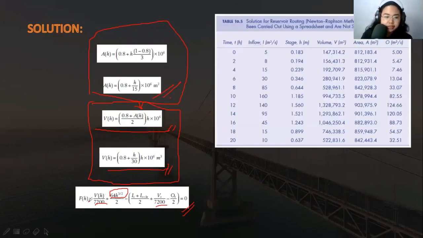So the solution may now proceed by using the tabular method. Table 10.5, solution for reservoir routing, Newton-Raphson method. Calculations have been carried out using a spreadsheet. Here it is, already tabulated. Once the initial conditions have been specified, at time 0 the outflow is 5 cubic meters per second, so the corresponding stage is 0.183. You just substitute the given data, and then you come up with this: for H, this one; for volume, this; and area, this; and then the outflow equation given earlier.